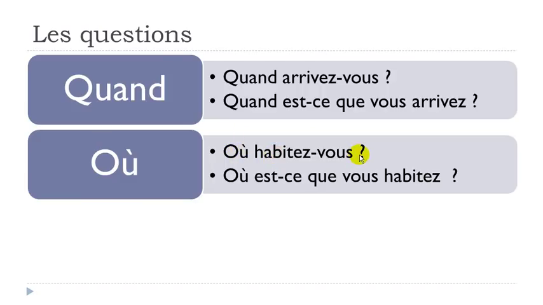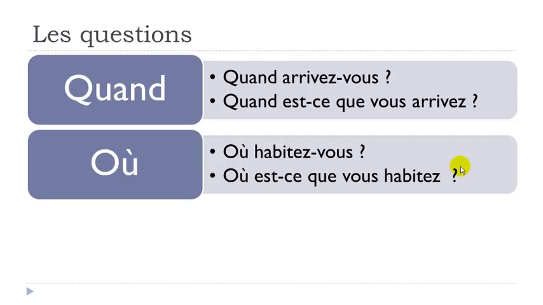Où habitez-vous? And then same possibility, you just add this est-ce and keep the normal order of the sentence, subject and verb. Où est-ce que vous habitez? Où est-ce que vous habitez?